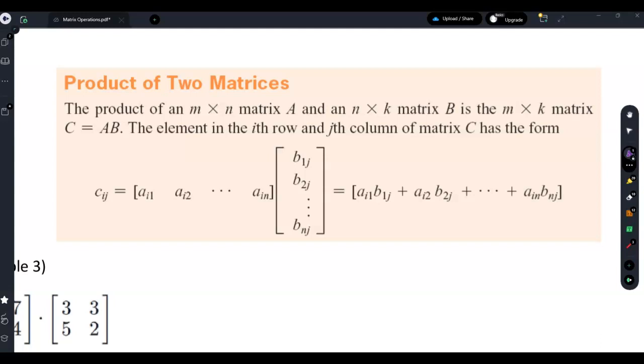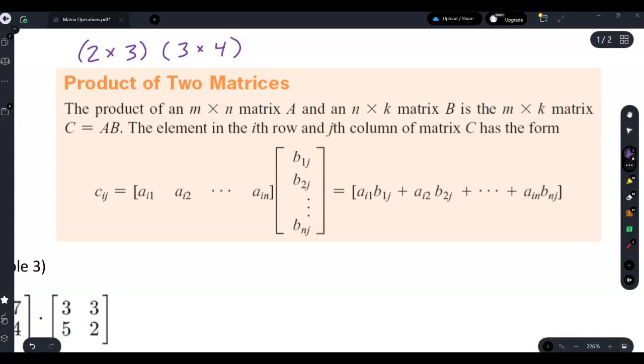We're going to take a look at multiplication of two matrices. The first thing we want to talk about is how do we know if we can multiply two matrices? So, for example, if I had a 2 by 3 matrix and I wanted to multiply that by, let's say, a 3 by 4 matrix, can that be done?